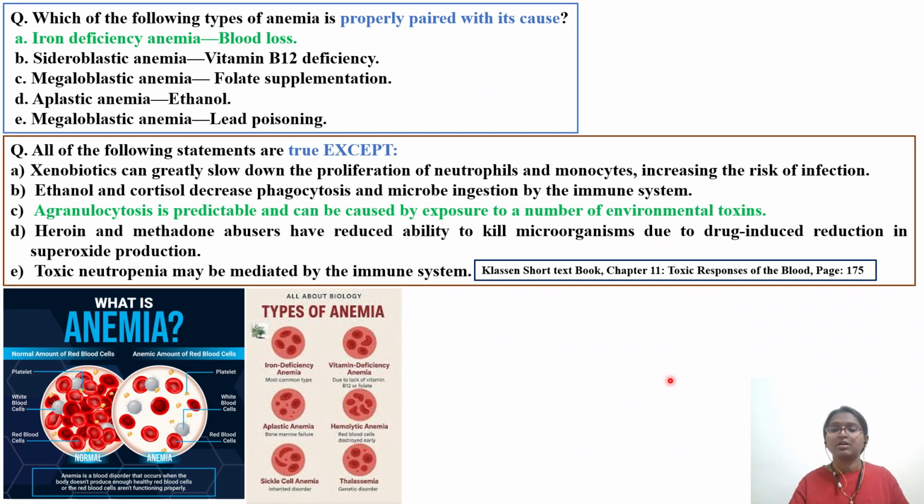We'll see how ethanol has adverse effects on the blood, that is hematopoiesis, or erythropoiesis, RBC. We'll see two questions given in chapter 11 of the Klaassen textbook, which we'll be discussing here.